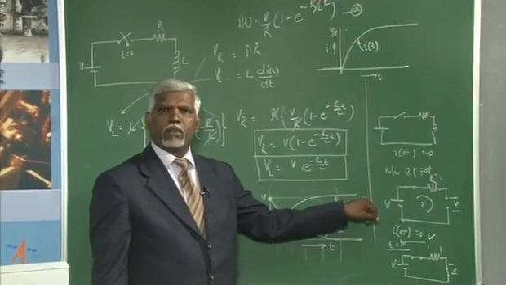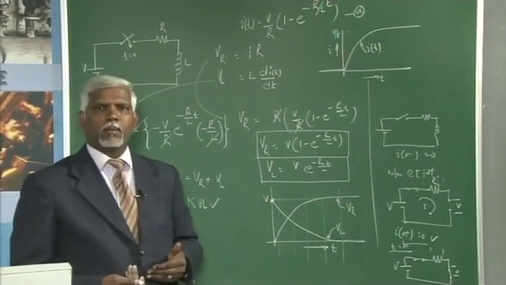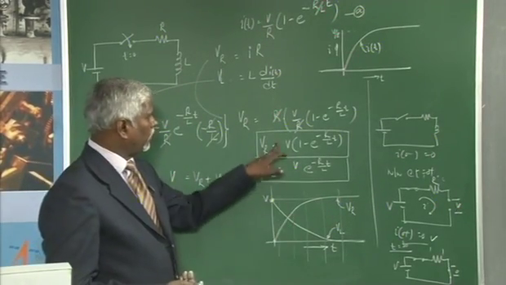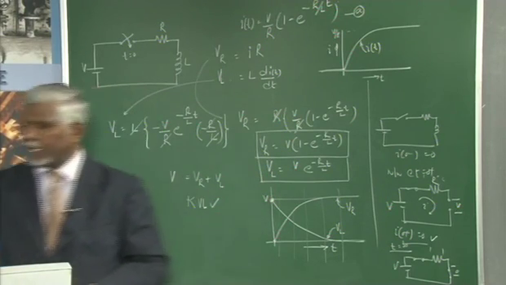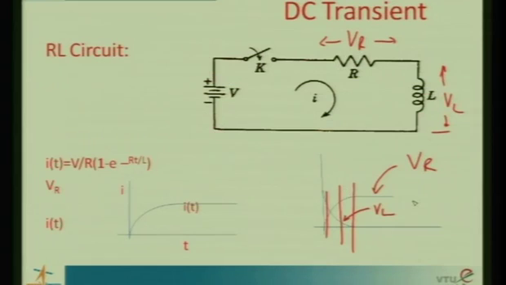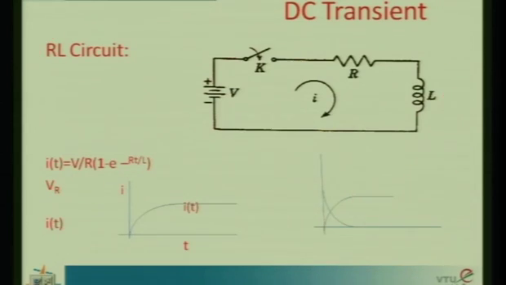So, we get a lot of information from the values we obtained for VR and VL. That is what is indicated here from this circuit. So, this is a transient analysis for an RL circuit. We will go to the other circuit, RC.